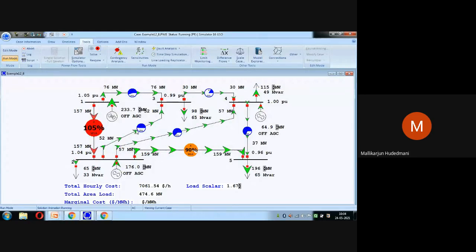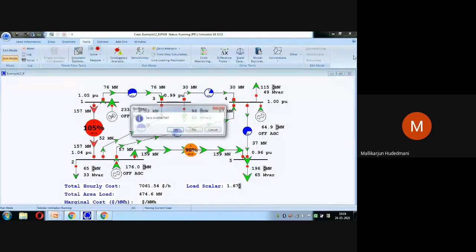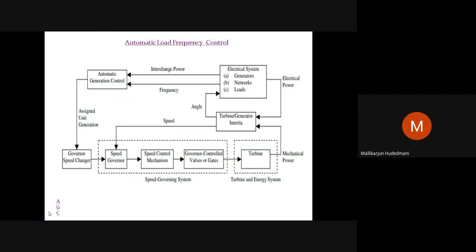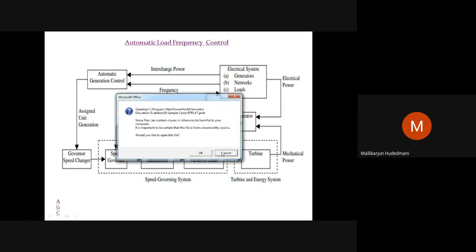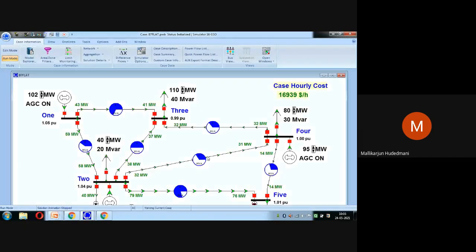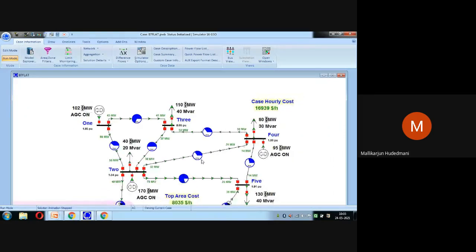So if that is a scenario, I have another example to show you how this AGC function works in interconnected operation of a power system. Let me close this example. I will simulate that example also, so that it will give you more insight. I am opening another example which will give you a lot of insight into another interconnected mode of operation.